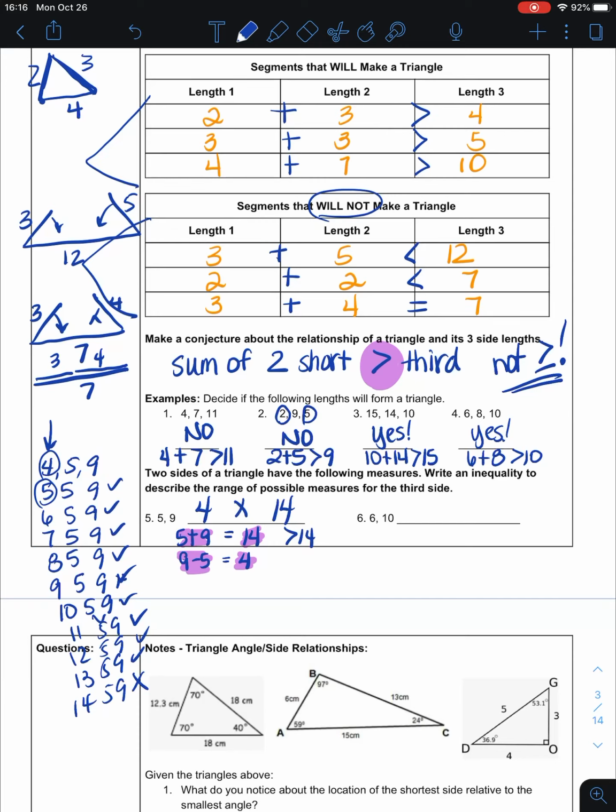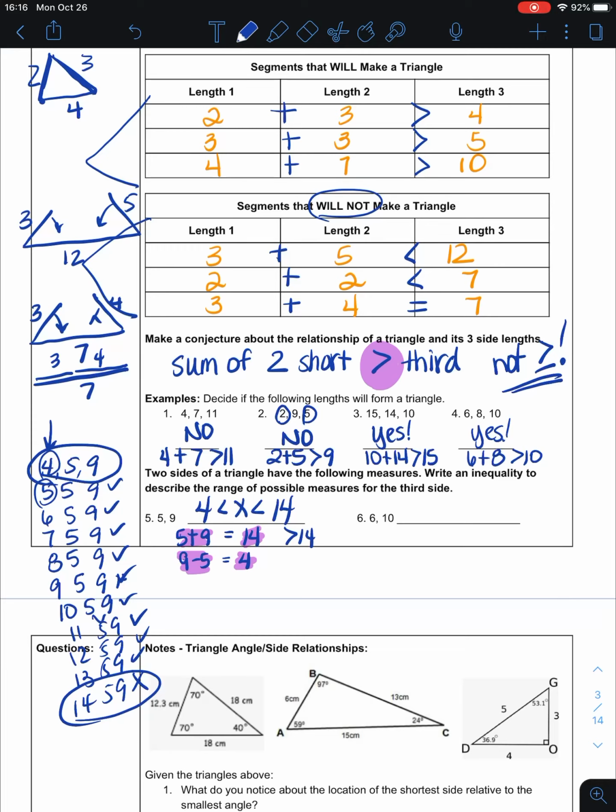So if you will always do it like this, then it will always work the same way. You put your lower number on the left-hand side, your bigger number on the right-hand side, and then you can always use less thans. Not or equal tos. Because remember, when it was equal to, it didn't work. My 4 and my 14 didn't work when I plugged them in. And I did what I know about the sum of the two short has to be longer than the third.